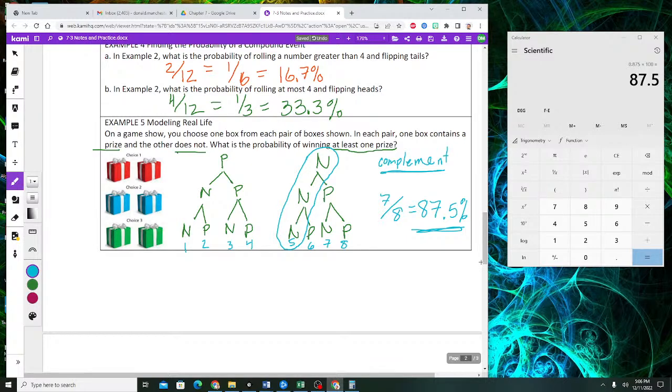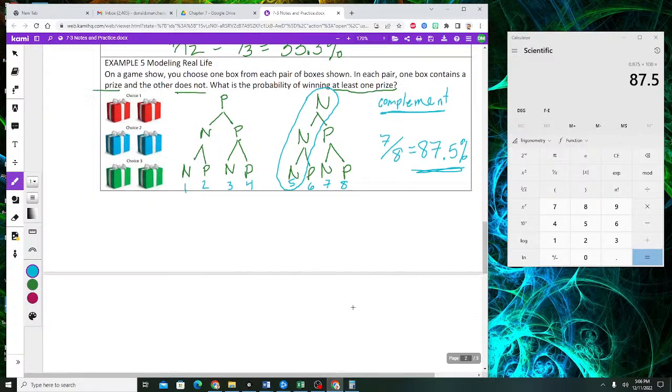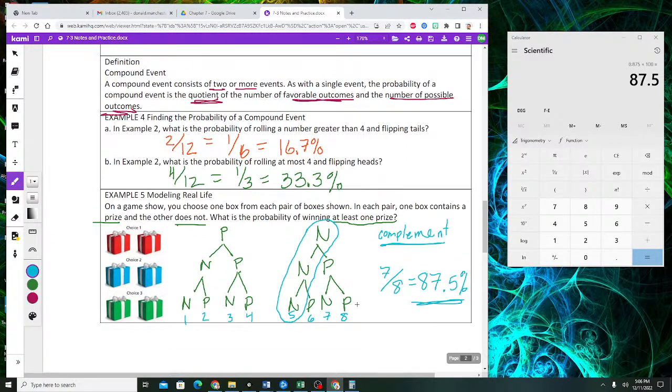So the hope is that you guys can then go practice these and be successful on your own.